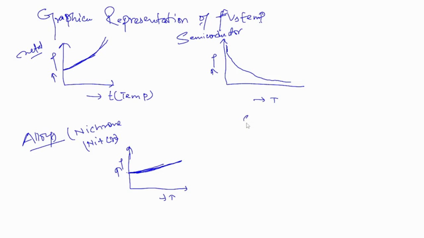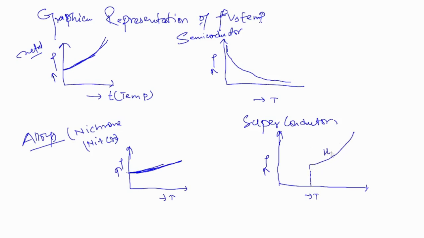Fourth one is superconductor, which is also very important. For a superconductor, rho does not increase like this; it increases only after a certain temperature. This temperature is known as T C, the critical temperature. Below the critical temperature, the material shows superconductivity. So this was the variation of rho versus T.